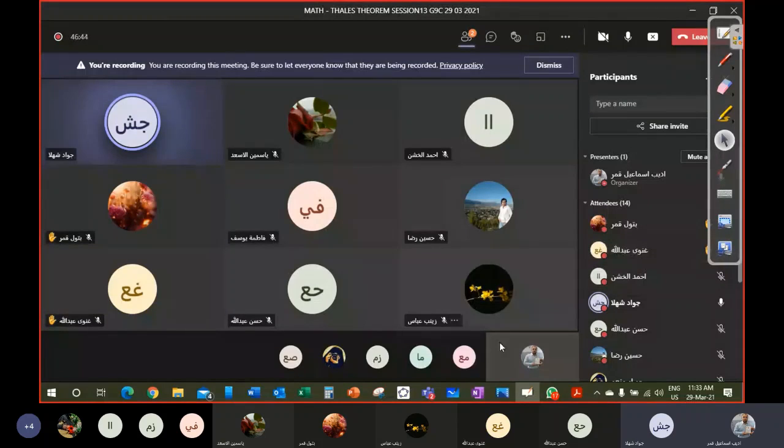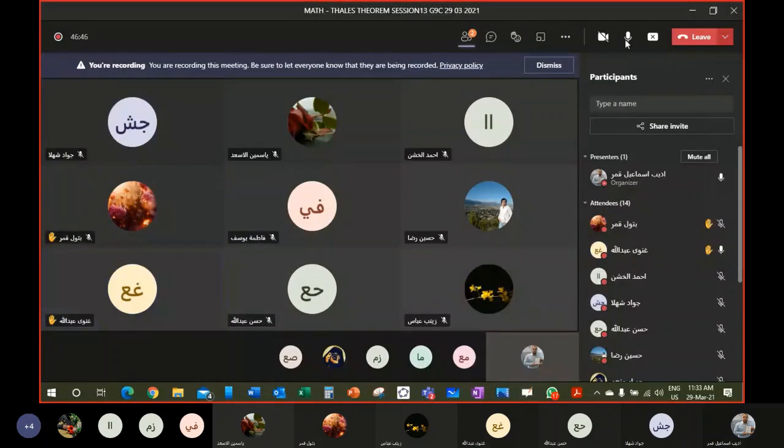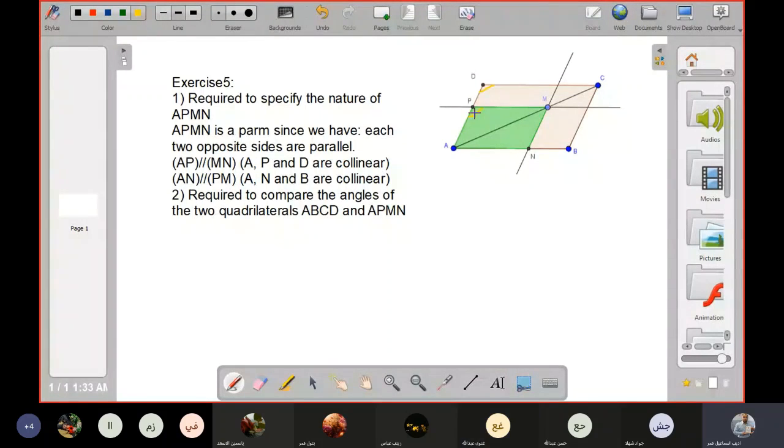Good. What do we say about these? They are equal by corresponding angles. Angle APM equals angle ADC, corresponding angles. So we start.